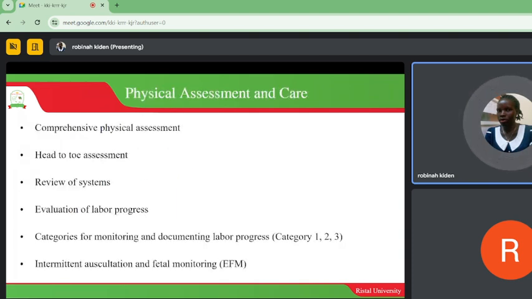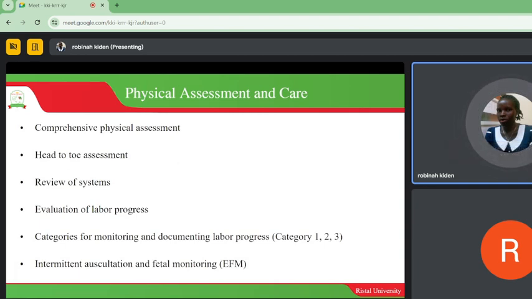So physical assessment and care, comprehensive physical assessment. The comprehensive physical assessment refers to the thorough assessment which is from head to toe, and this involves a review of the systems also. Then evaluation of labor progress to see how the labor is progressing. Then categories for monitoring and documenting labor progress. That is category 1, 2, and 3. Then intermittent auscultation and fetal monitoring.